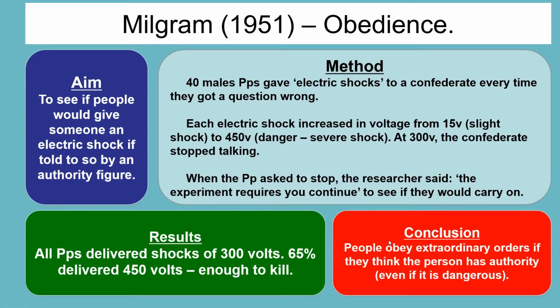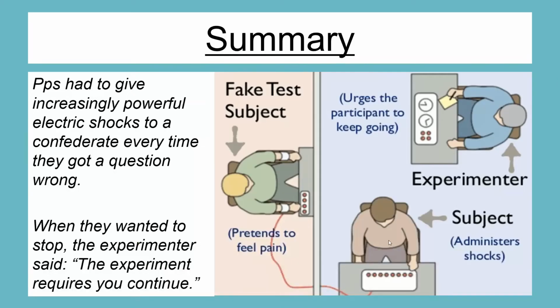Okay, it's a very easy study to get lost in and spend ages describing. So a really short way to describe it is like this on the left here. Basically, participants had to give increasingly powerful electric shocks to a confederate every time they got a question wrong. And when they wanted to stop the experiment, to put the pressure on through their authority, they said the experiment requires you continue. It's very easy to get lost in a huge narrative of setting this study up, but that is all you need for a method.